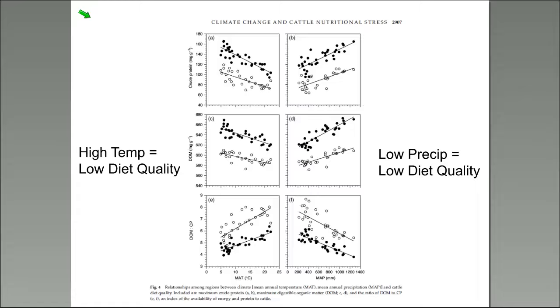So if our climate projections are true, and we know we're going to have much more variation, but if we're moving into warmer, drier areas in much of this country, we're going to expect lower diet quality for our animals as time goes by.